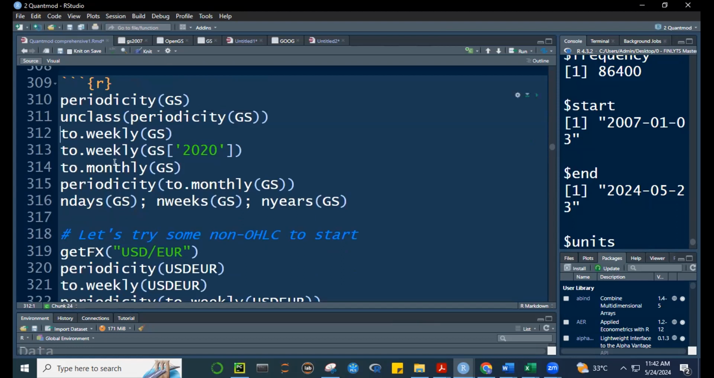Now, the good thing about the Quantmod package is that you can convert. Okay, so let's say I'm going to use your GS weekly. So it's easy to convert your data from daily to weekly, which can be very difficult if you were using, ano, Excel, no? Mahirap sa Excel gawin yan.